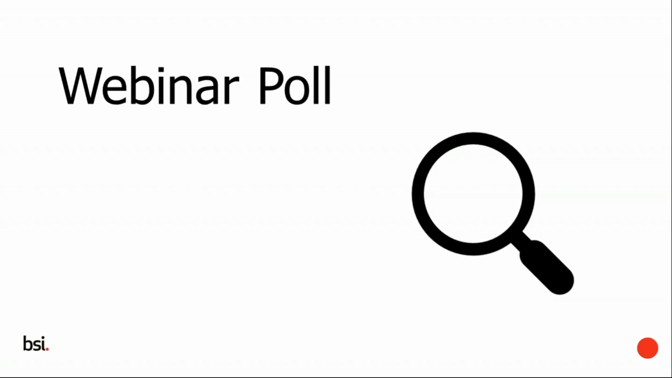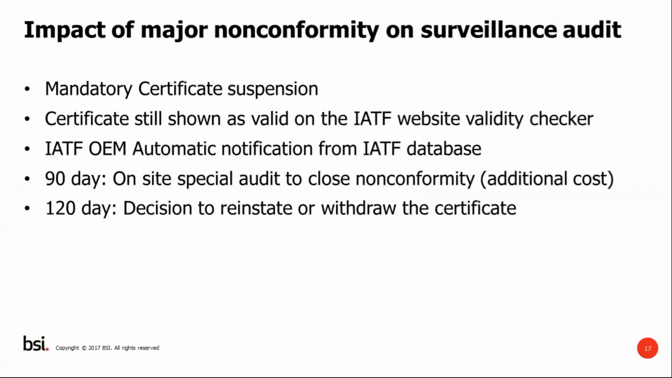Yeah, this might be reflective of surveillance audit data as opposed to transition or stage 2. Anyway, let's move on. You have to remember that in terms of major nonconformity on a surveillance audit, under the IATF rules, it's a mandatory certificate suspension. So certification bodies don't have any option.